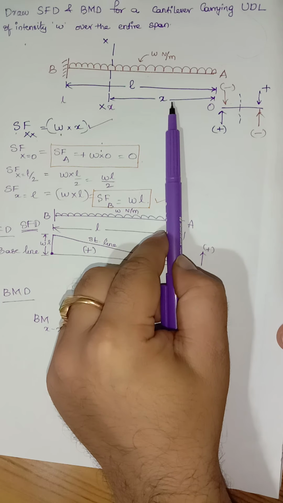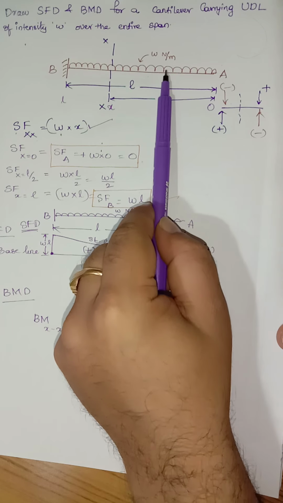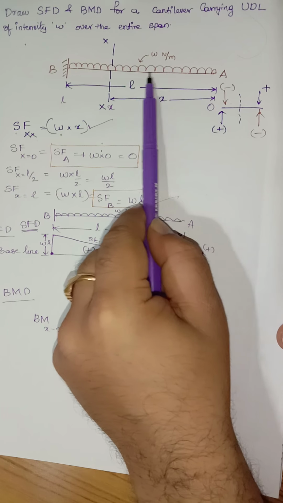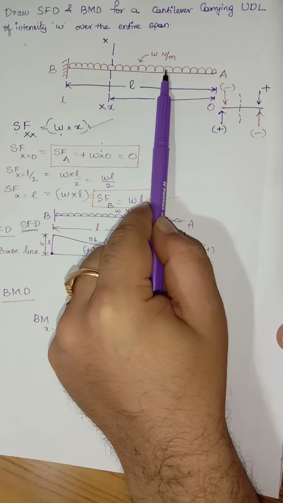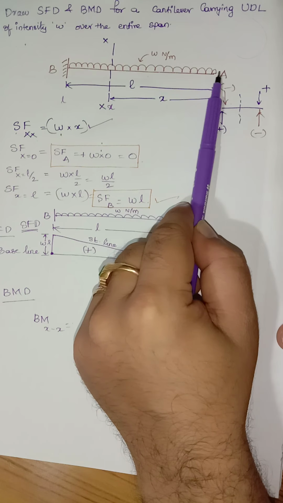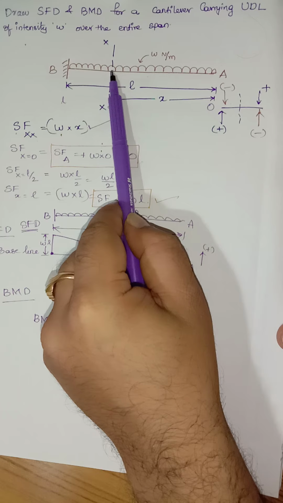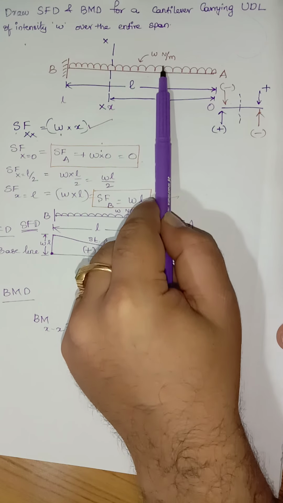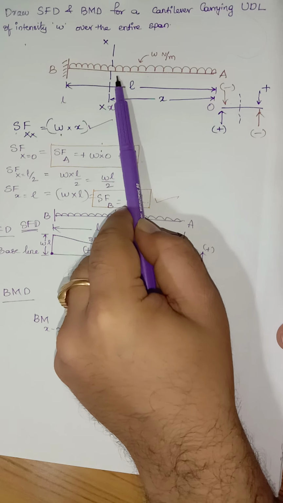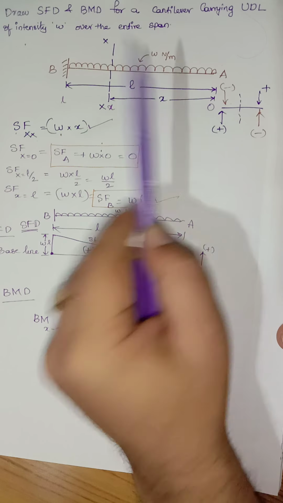Now this W multiplied by X will be acting exactly in the middle. That means it will be acting at a distance of X by 2. That means it will be equidistant from point A and equidistant from the sectional line. So this W multiplied by X, acting at X by 2, will be our moment.